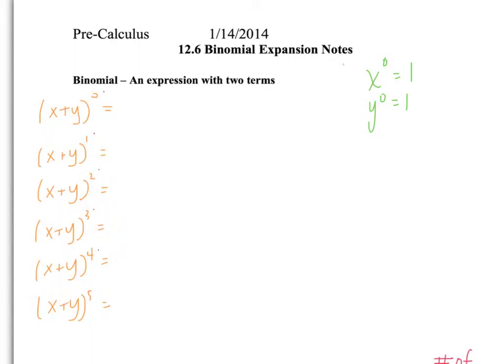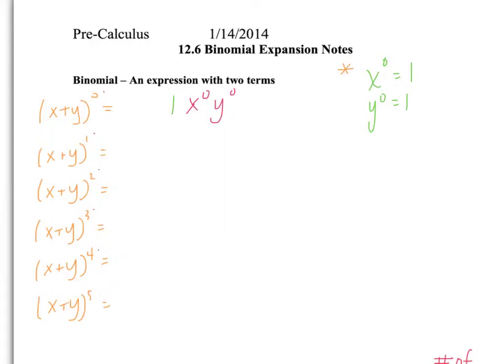Just as a note, remember that anything to the 0 is 1, so x to the 0 is 1, and y to the 0 is 1. So anything to the 0, even if it's two terms, x plus y, that's always going to be 1. But we can write it out using x and y terms by saying that's x to the 0, y to the 0. So 1 times x to the 0 times y to the 0 is still just 1. So we're just adding in some placeholders there so we can see what happens in these next ones.